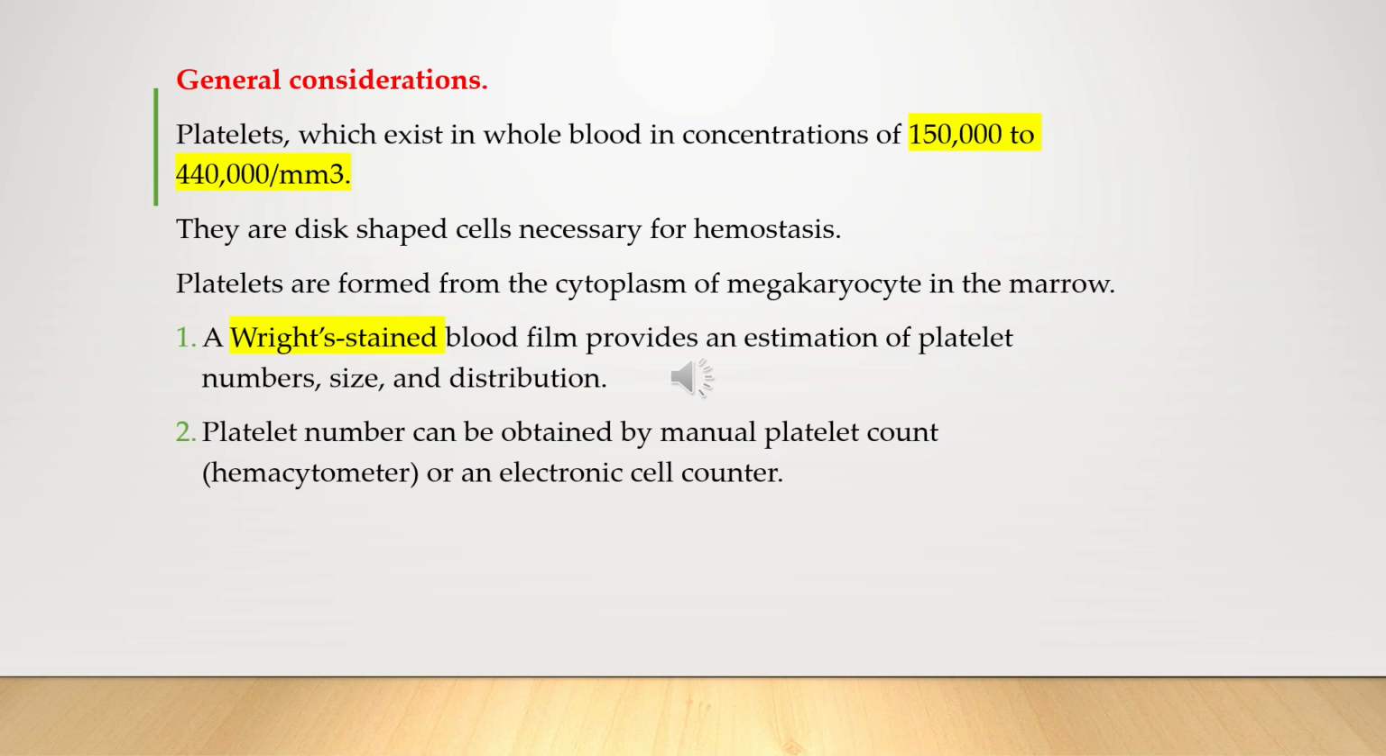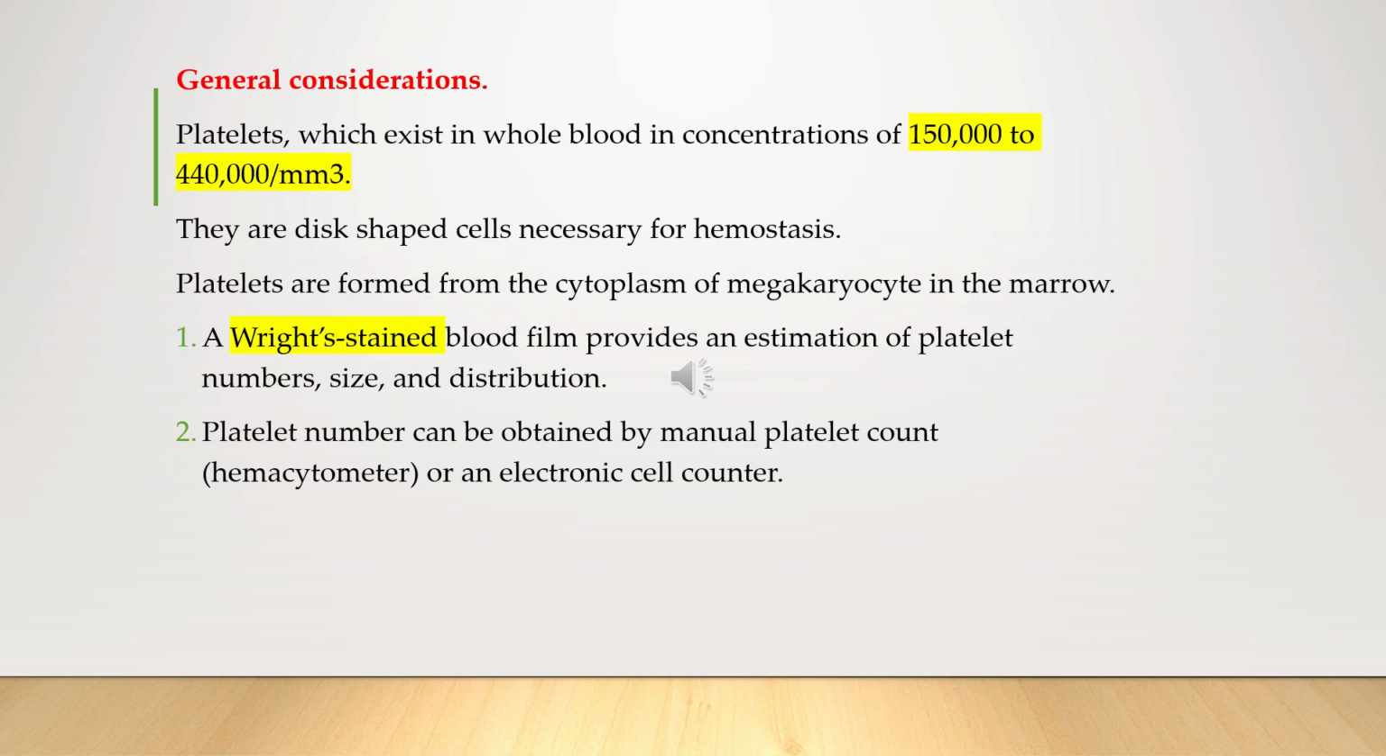Platelets are disc-shaped cells present in the whole blood. The normal concentration is about 1.5 to 4 lakh per microliter. They are non-nucleated cell fragments and their main function is hemostasis. Now, what do you mean by hemostasis? That means stopping bleeding and forming a clot.